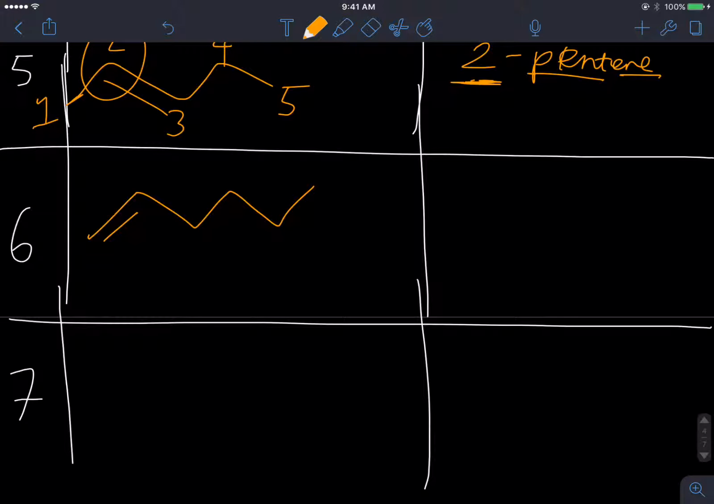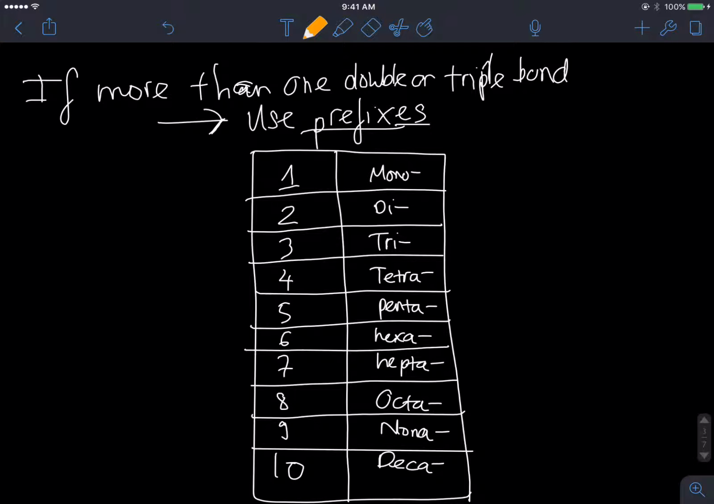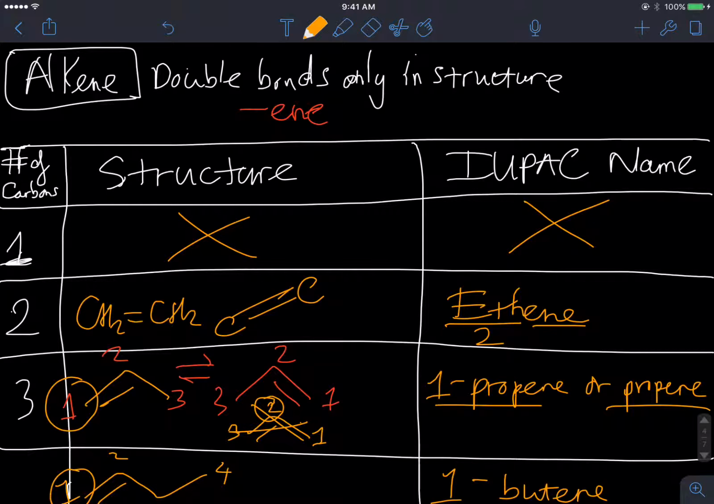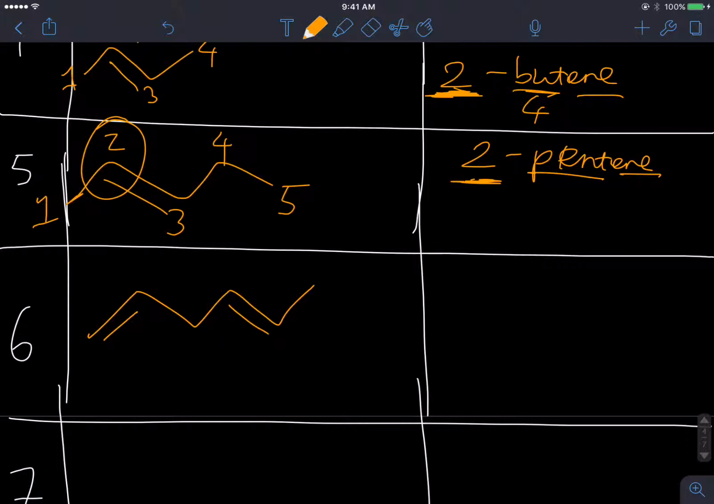Right now I give you 2 double bonds. Be careful when there is more than one double bond, we have to know the table of the prefixes. Number 1 is mono, number 2 di, number 3 tri, 4 tetra, 5 penta, 6 hexa, 7 hepta, 8 octa, 9 nona, and 10 deca. That's the prefix if there is more than one double bond or triple bond. Right here we have 2 double bonds.